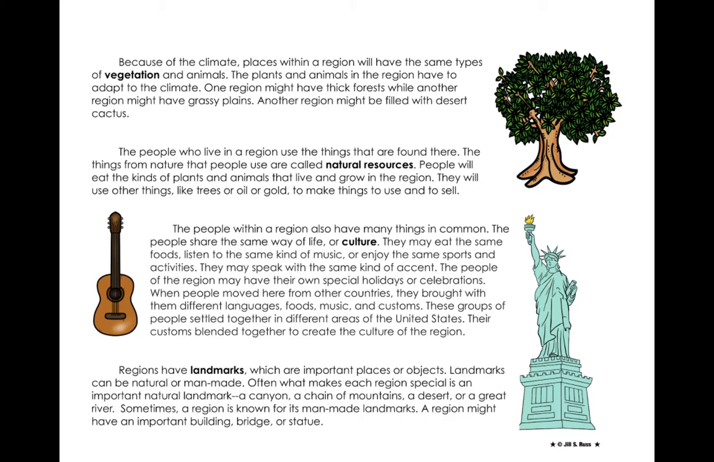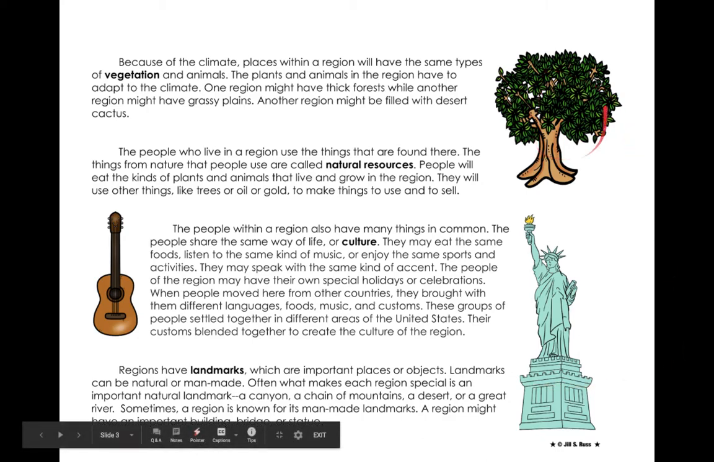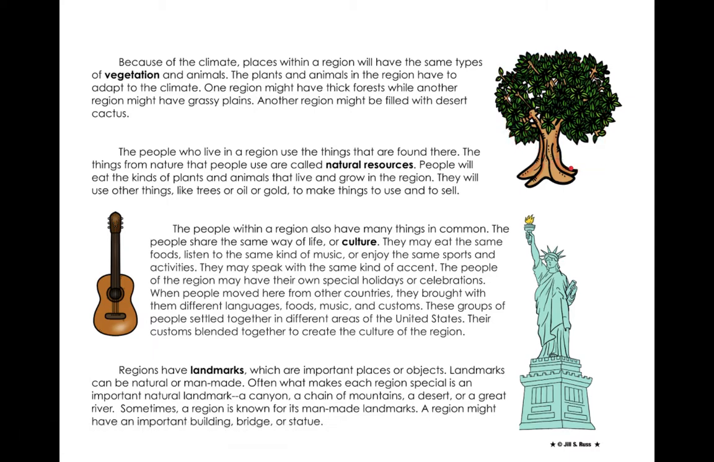Because of different climates, places within a region have the same types of vegetation and animals. One region might have thick forests, others might have grassy plains. The things that are found in a region and that people use are called natural resources. People will eat the same kinds of plants and animals that live and grow in their region. They'll use the same kinds of things like trees or oil or gold.